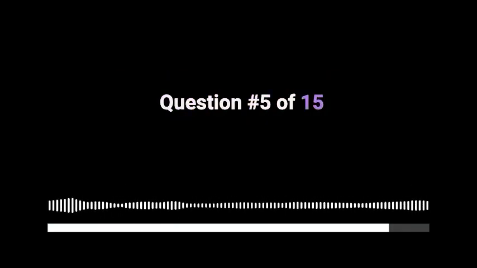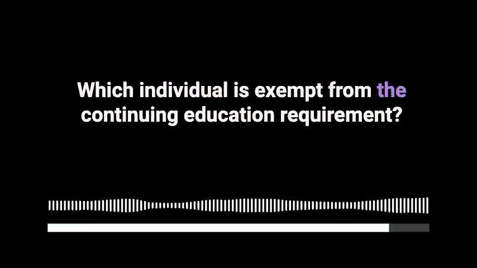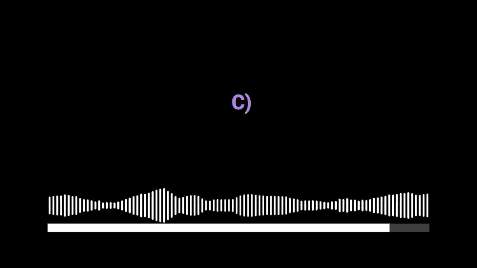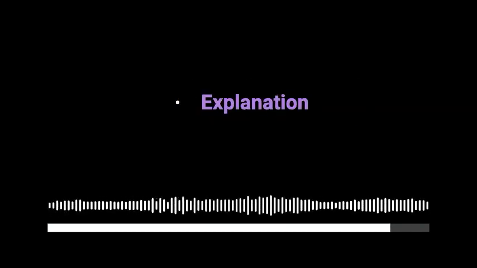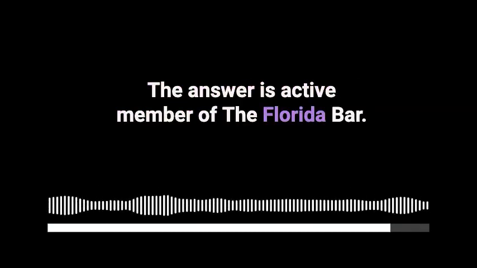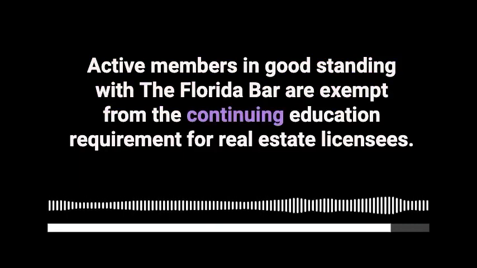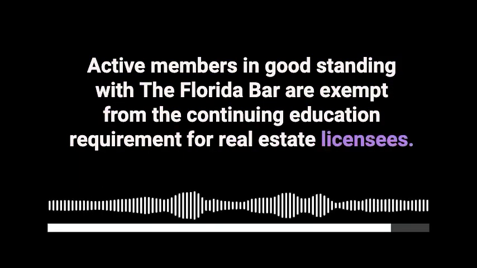Question number 5 of 15. Which individual is exempt from the continuing education requirement? A. Inactive real estate licensee. B. Non-resident licensee. C. Active member of the Florida Bar. D. Individual who has received a 4-year degree in real estate. Explanation. The answer is active member of the Florida Bar. Active members in good standing with the Florida Bar are exempt from the continuing education requirement for real estate licensees.